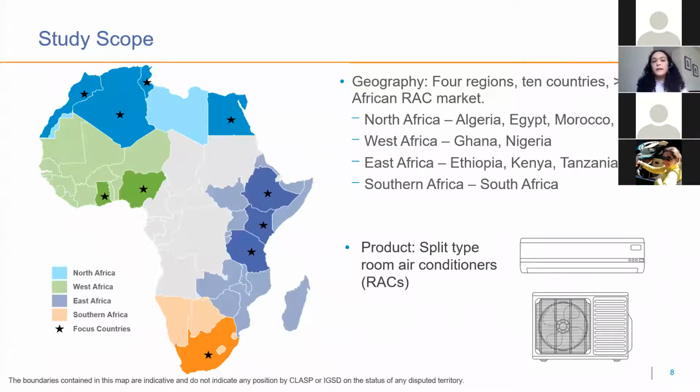So the scope of this study, which is a study in Africa, we looked at 4 regions and specifically at 10 countries. Combined, the 10 countries we looked at represent more than 90% of the African room AC market. So we looked at Algeria, Egypt, Morocco, and Tunisia in North Africa. We looked at Ghana and Nigeria in West Africa. In East Africa, we looked at Ethiopia, Kenya, and Tanzania. And for Southern Africa, we looked at South Africa. As well, for the product scope of this study, we looked only at split type room air conditioners. This is because this is the most common type of air conditioner found in Africa.